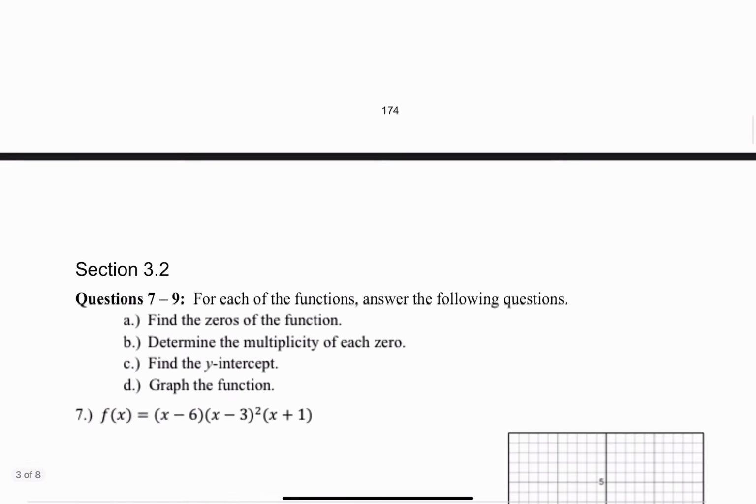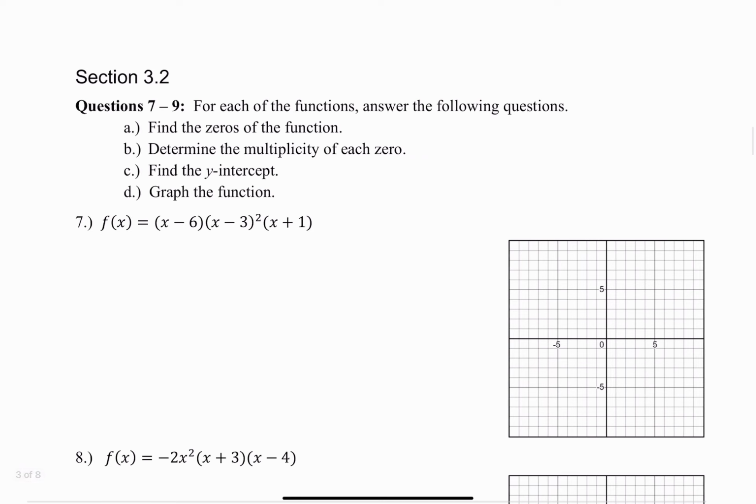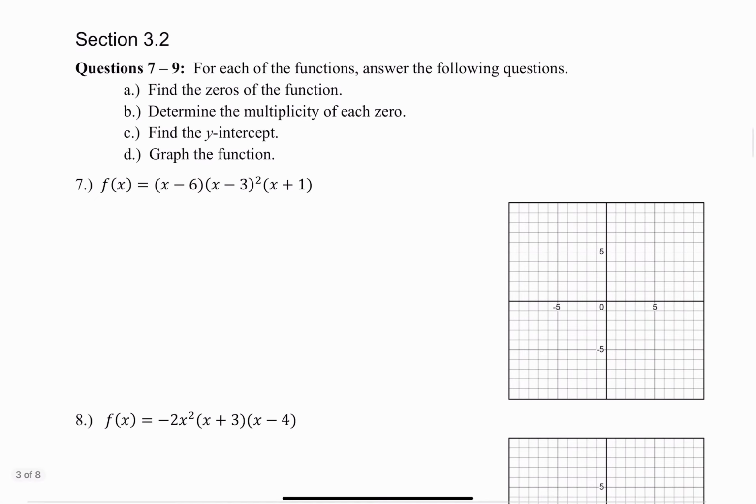All right. Section 3.2. For each of the functions, answer the following questions. We're asked to find the zeros, determine the multiplicity of each zero, find the y-intercept, and graph the function. And honestly, there's a lot of implied steps right here. So that's a nice guide, but I'm going to go through everything in a way that we similarly did in the actual lessons.